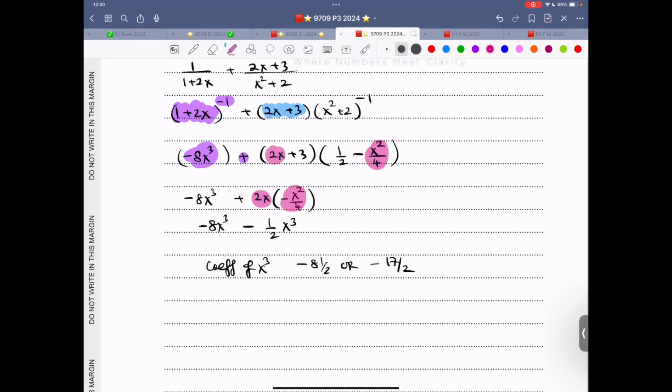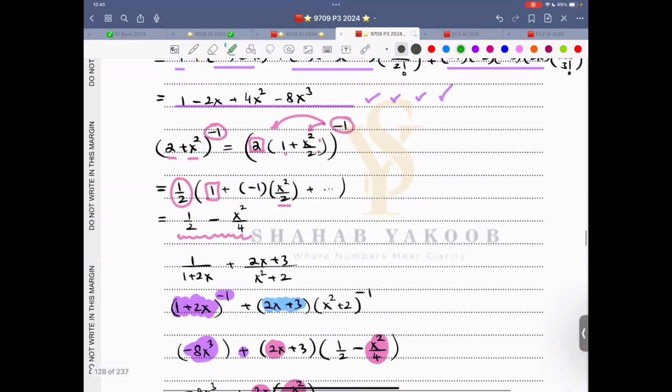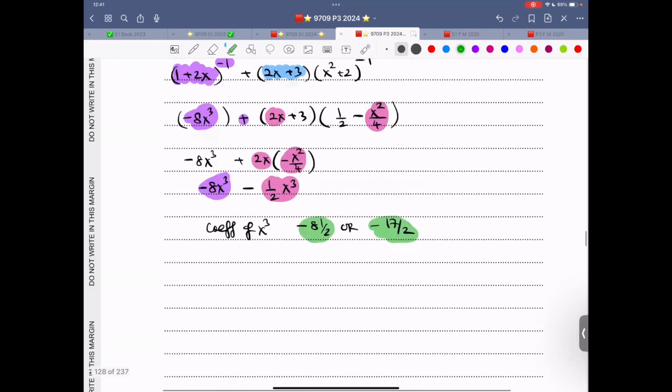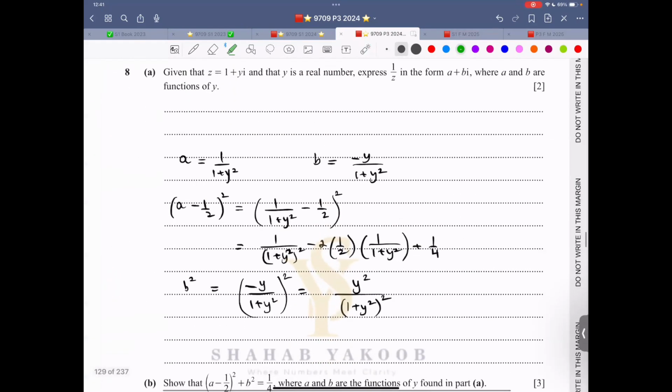That is giving us this thing over here. The purple term is already there. And then the overall thing is the coefficient of x cubed is negative 8.5, or negative 17 over 2. So that is the kind of working that's done. Question number 7 is done.